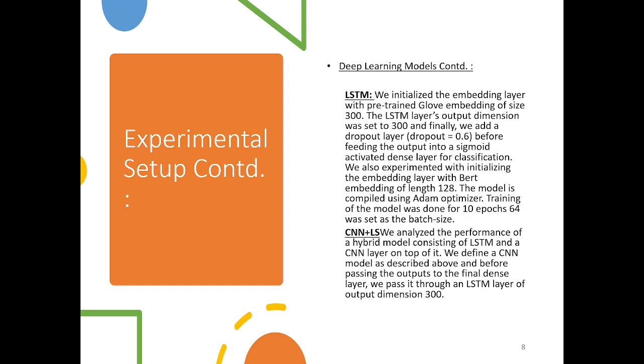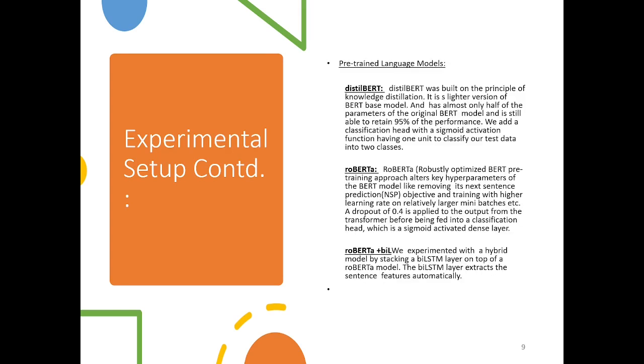And again, we are using at last a combination of these two. We're basically defining the CNN as was defined earlier, and before passing the final output to the final dense layer, we pass it through an LSTM layer of dimension 300. And the final ones, we are analyzing the RoBERTa model, the DistilBERT model, and a combination of RoBERTa plus BiLSTM.